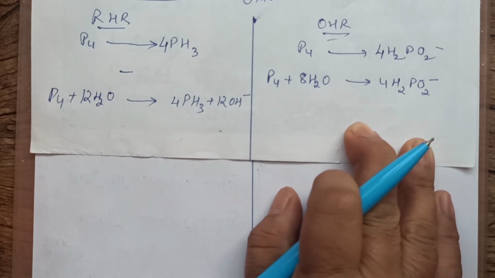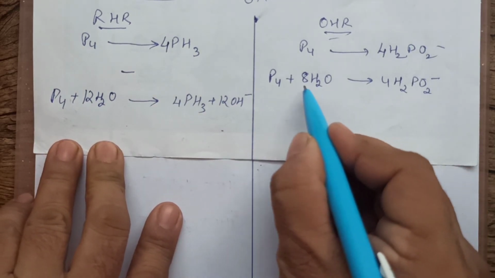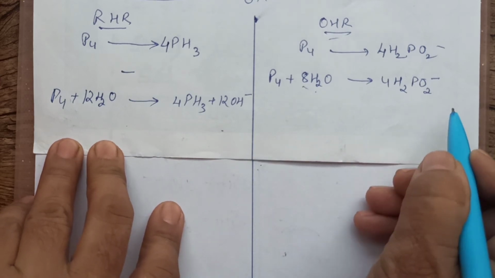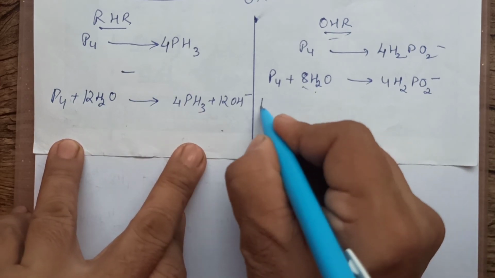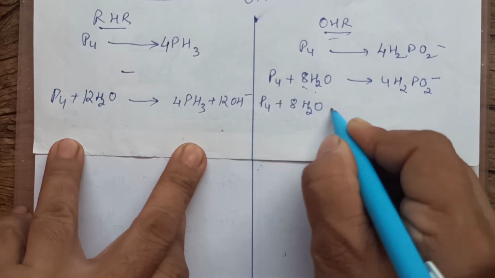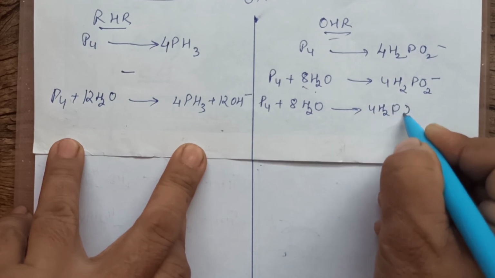Is it clear? This part is clear, children? Next, you will check here. How many hydrogens on the left hand side? 16 and 8. 8 less on the right hand side. As many are less, you will first add that many water molecules on the deficient side.